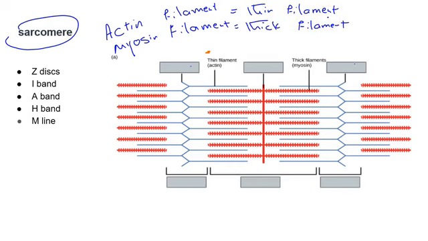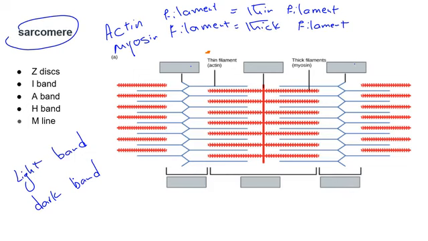As you remember, the actin filament is made up of three proteins. We have actin, troponin, tropomyosin, and myosin filament is composed of the myosin molecules. When we look at the sarcomere under a microscope, we see a distinct pattern of light and dark bands. We can see light band, dark band, light band, and dark band, which gives a striated appearance to our muscle fiber or muscle tissue under the microscope.